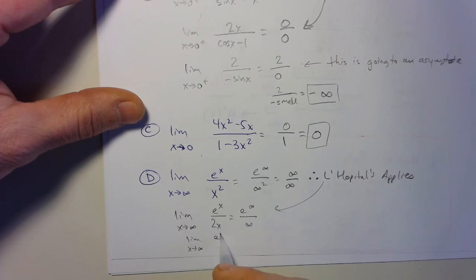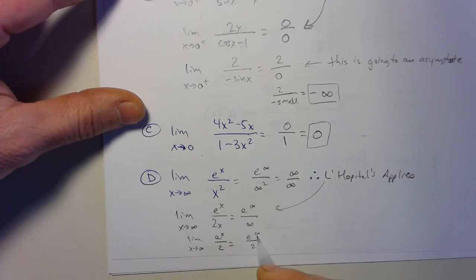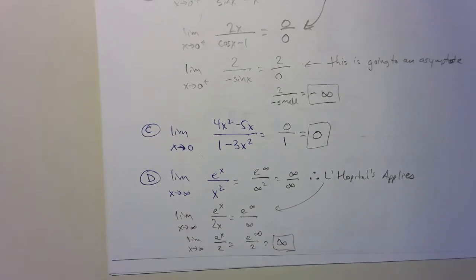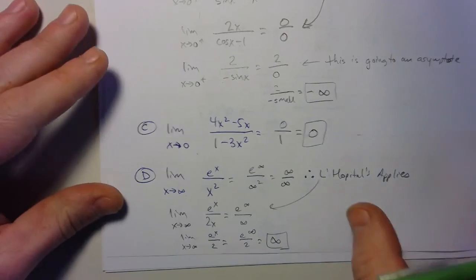All right, take the derivative again. And this gives me e to the infinity over 2. E to the infinity is infinity, so it's infinity over 2, so it's going to be approaching infinity. Okay? So it's okay that your answer doesn't come out to something nice at the end. That can happen. No big deal.